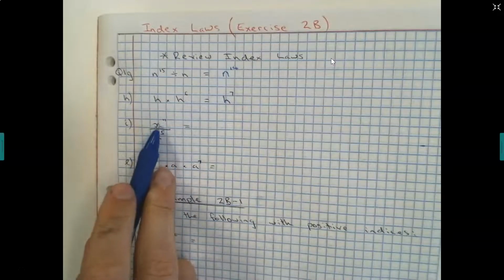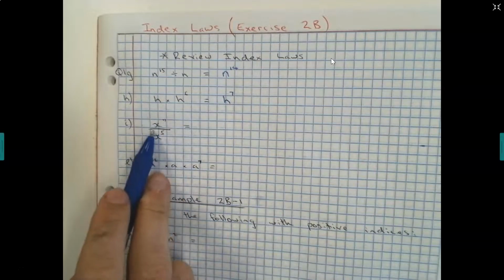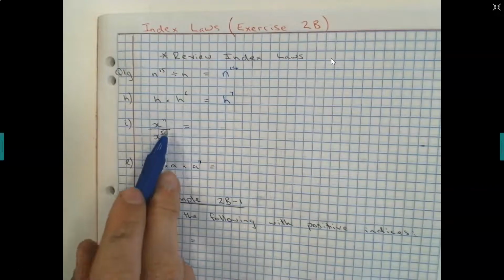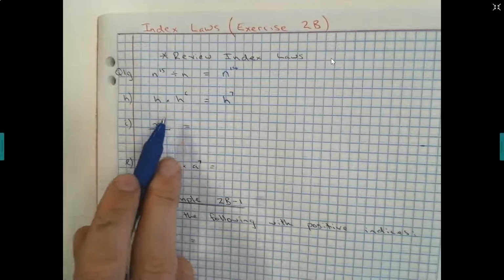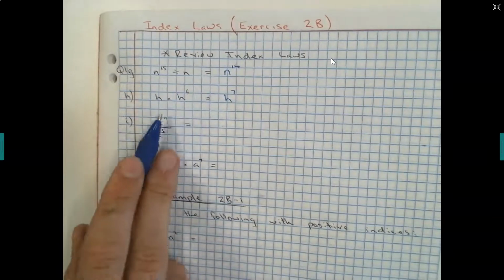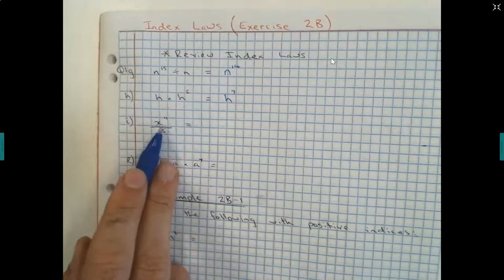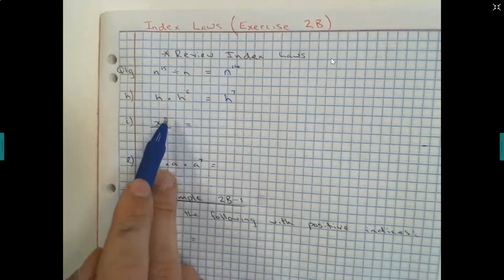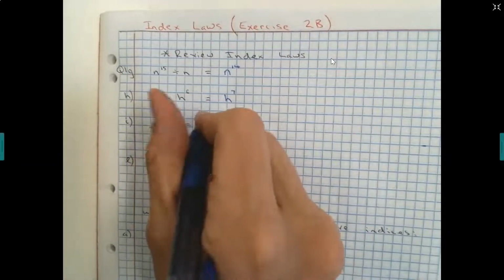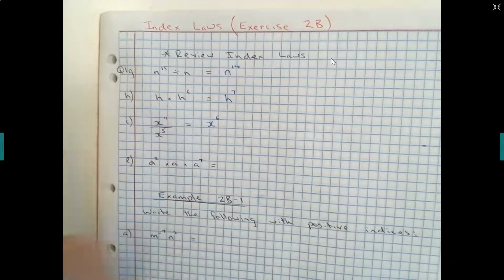Here I have x to the power of 11 divided by x to the power of 5. You'll see throughout the topic, we'll generally use a fraction symbol rather than a division symbol, but the rule is the same. When the two bases are the same, we're just going to subtract the indices. So it's going to be x to the power of 11 take 5, which is x to the power of 6.